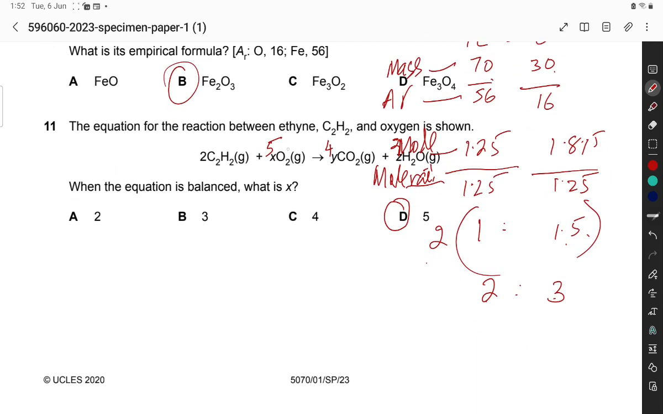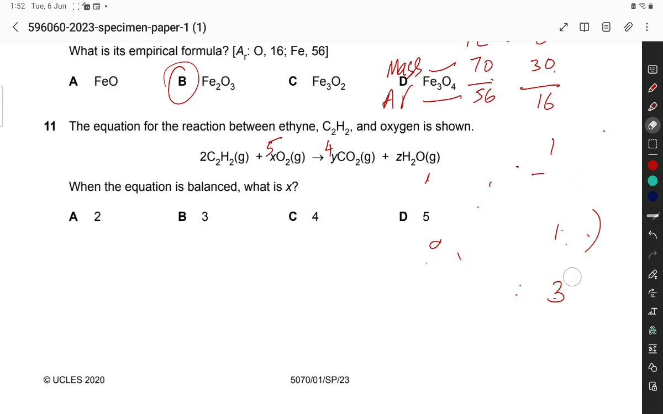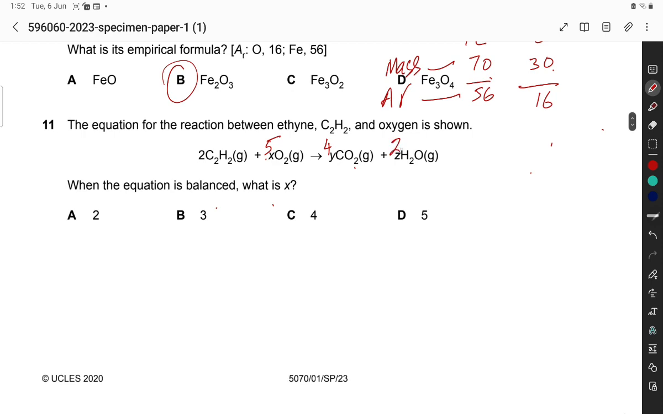Question number 11. The equation for the reaction between C2H4 and oxygen is shown. So this is the balanced equation. What is X when the equation is balanced? X is 5 because 5 times 2 is 10, 4 plus 2 is 8, and over here 2 plus 10. So this is the balanced equation and the option is D.